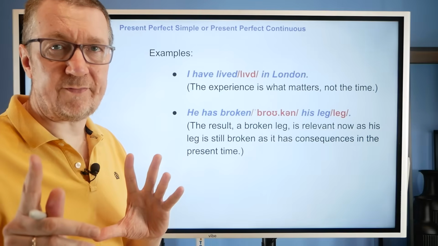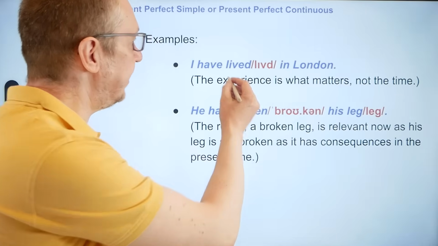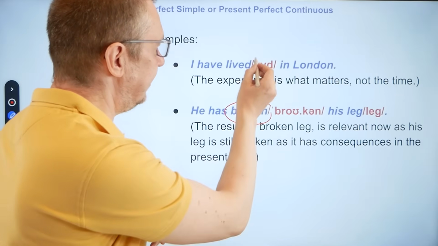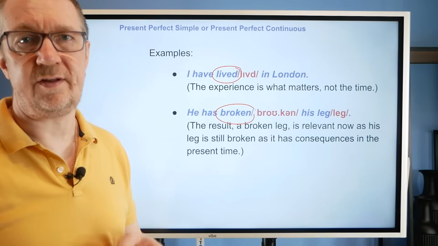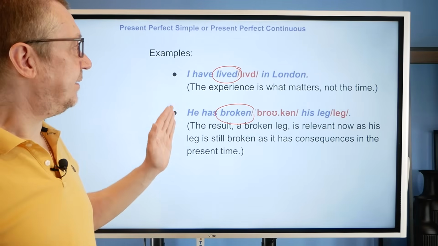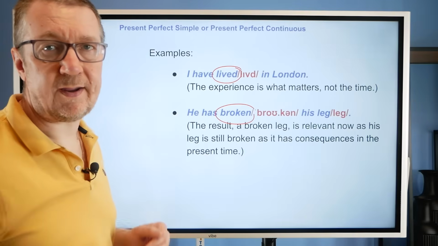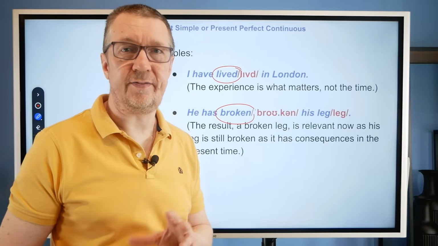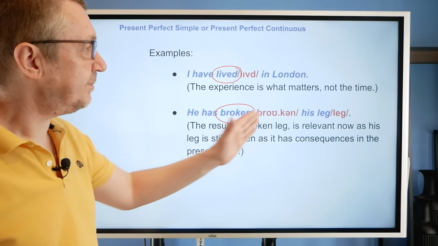Now, just let's have a look at the grammar of it as well to make sure that you understand that this is the third verb. So we always use the third verb. So he has broken, I have eaten, I have lived, because this is regular. So just make sure that you're using that third verb as well. So he has broken his leg.